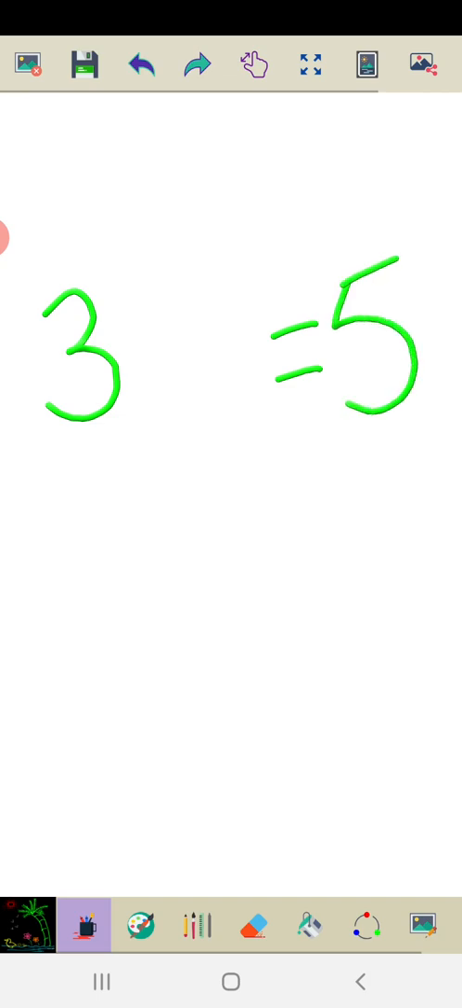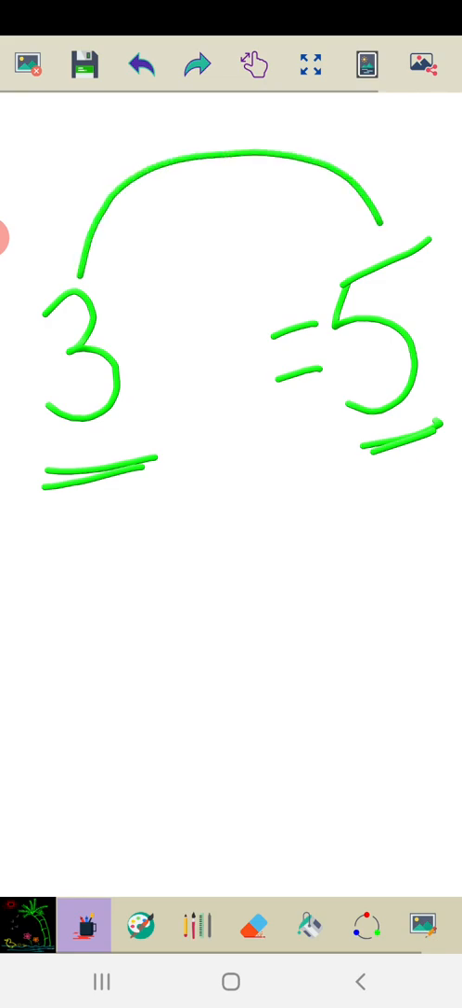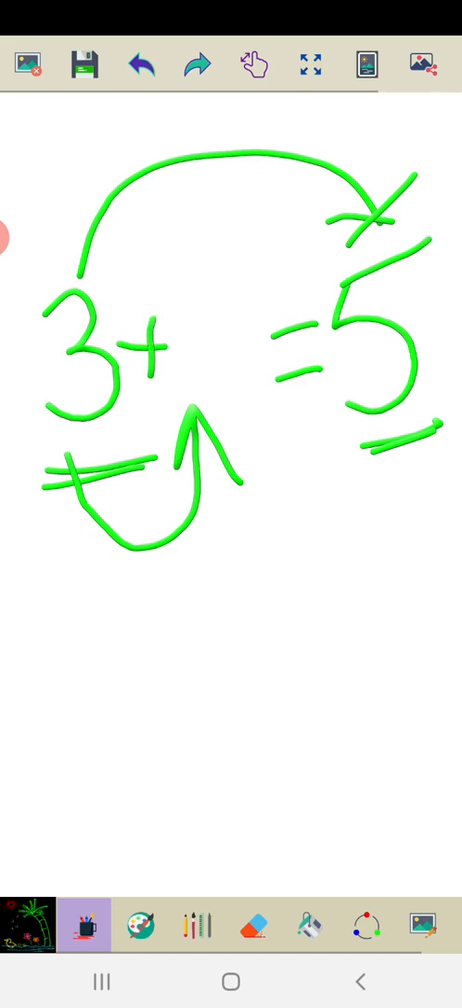For example, you have a number 3. Then we are making another number, 5. This is the new number. So how will the 3 become 5? What can we do to 3 so that it can become 5? So either we should add or we should subtract.